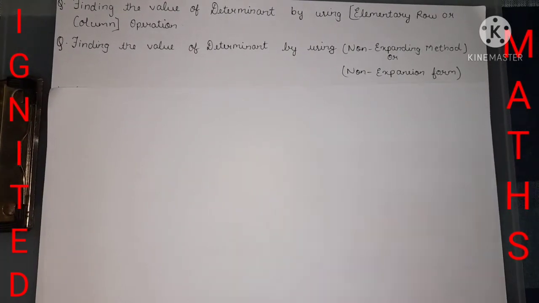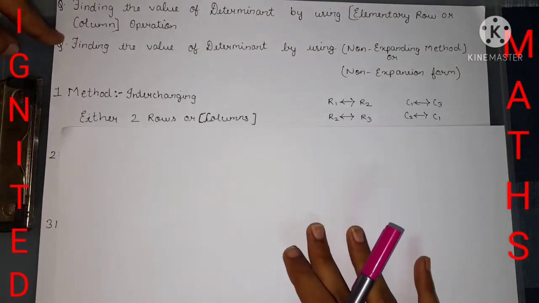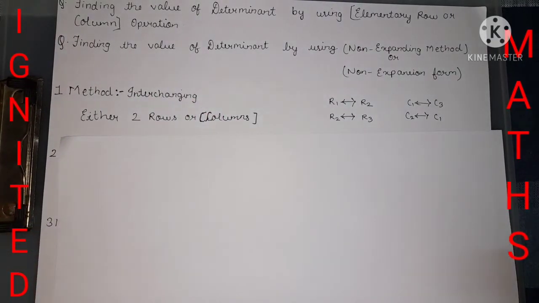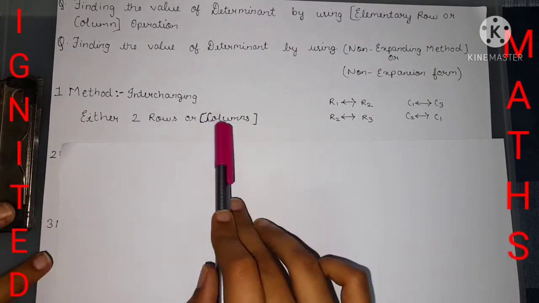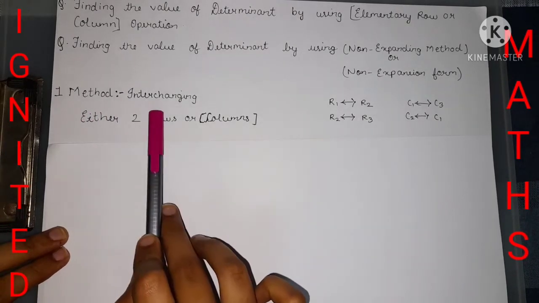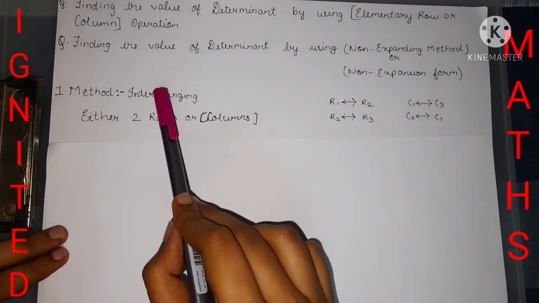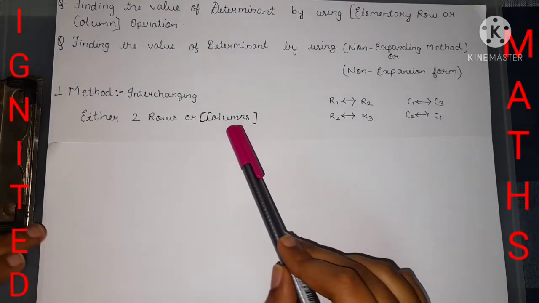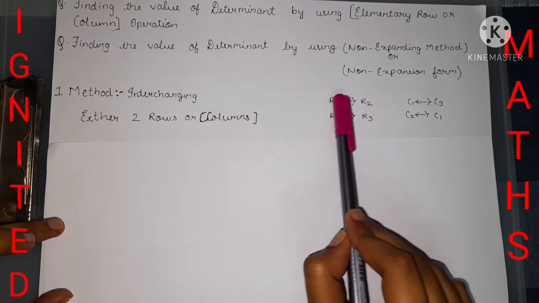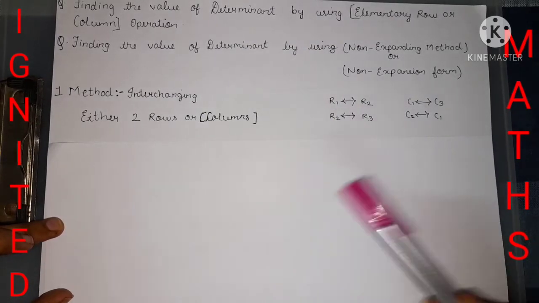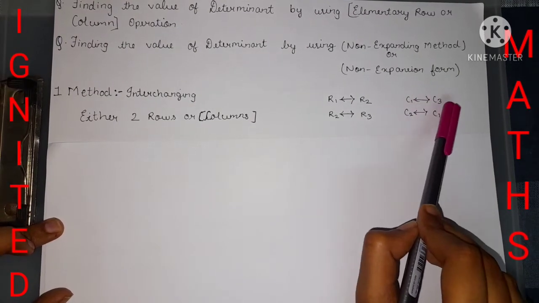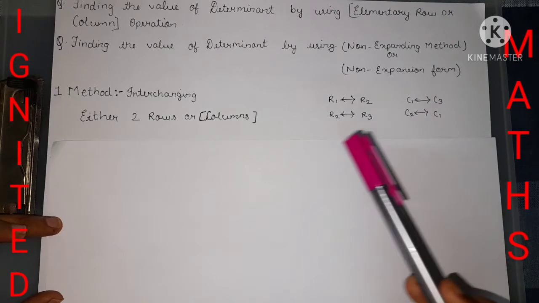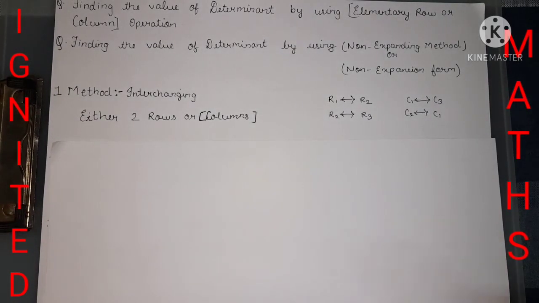We have three methods. Let's start with them one by one. Our first method is interchanging. Interchange means either two rows or two columns, which is why I have written it in brackets. We need to interchange two rows: R1 is interchanged with R2 and R2 is interchanged with R1. This is what interchanging means. For columns, if you apply it, column 1 will be interchanged with column 3 and column 3 with column 1. So this is what the method says: we can interchange rows and columns.